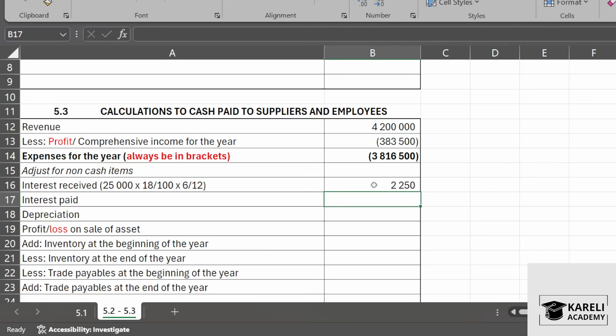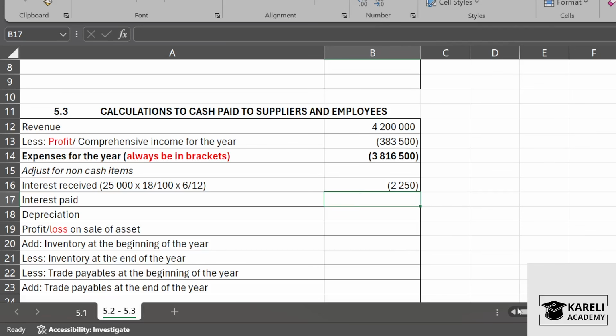Now all the incomes should be in brackets.